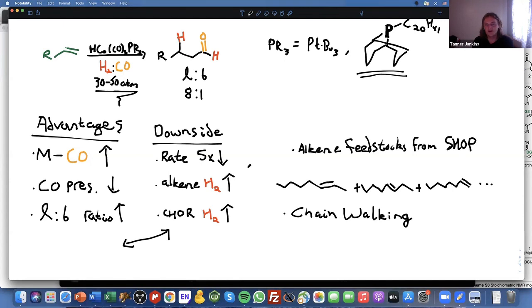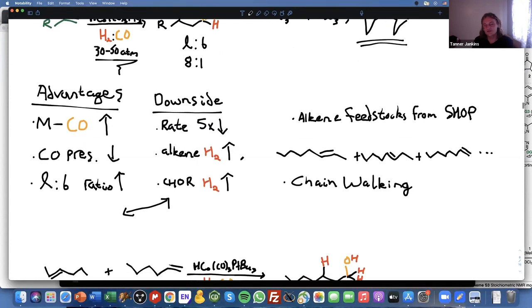Additionally, because you now have a phosphine coordinated, you will get additional side products such as direct hydrogenation of the alkene. Additionally, you can also get direct hydrogenation of your aldehyde product, which can be a downside if your end goal is to isolate the aldehyde. However, if you're going to carry this out as a one-pot hydrogenation to the alcohol, this can actually be an advantage. And indeed, Shell uses this process in combination with the SHOP process, which is the production of higher molecular weight alkenes from lower molecular weight alkenes via metathesis.